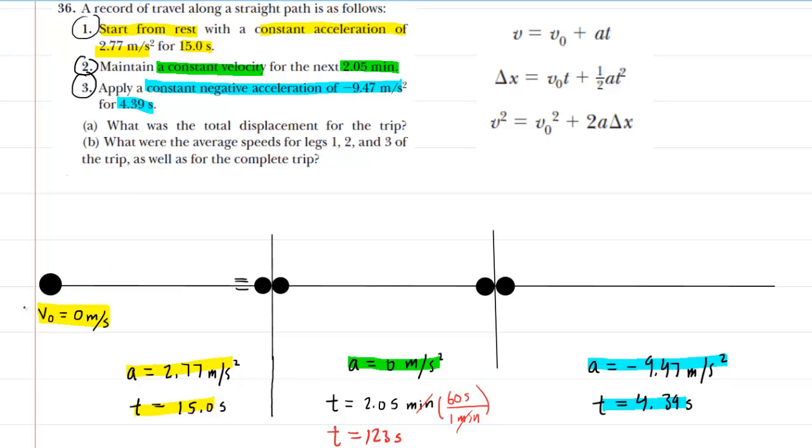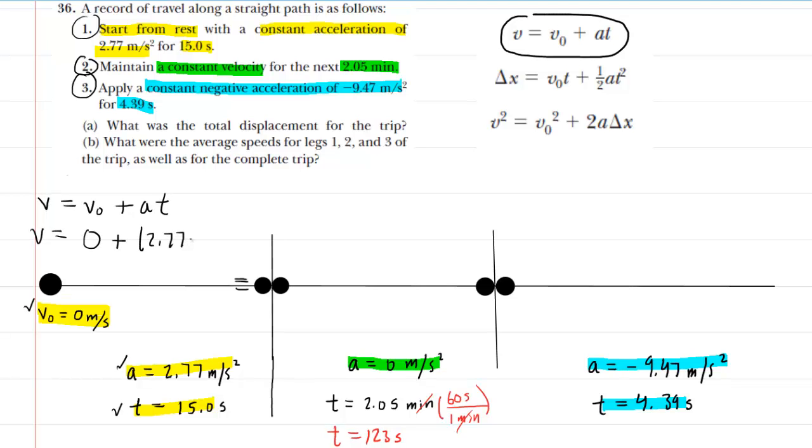And if you look carefully, you have the initial velocity, the acceleration, and the time. And therefore, in order to calculate the final velocity, you would want to use this first equation of kinematics. So we can say the final velocity is equal to the initial plus the acceleration multiplied by time. So for the first segment, the initial velocity is 0, the acceleration is the 2.77 meters per second squared, and then multiplied by the 15 seconds. So when you work that out, you will end up with 41.55 as the final velocity.